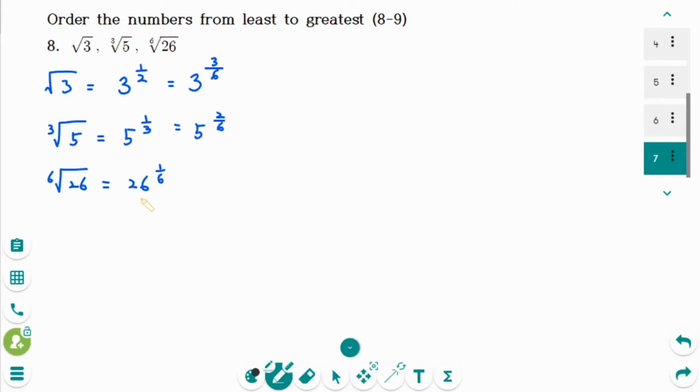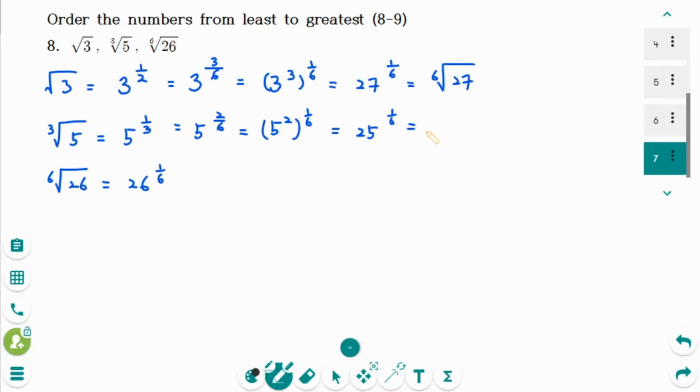This is already here. Then we can rewrite as 3 to the power of 3 to the power of 1 over 6 equals 27 to the power of 1 over 6. Then in radical form, 6th root of 27. The second one, 5 squared to the power of 1 over 6 equals 25 to the power of 1 over 6. In radical form, 6th root of 25.